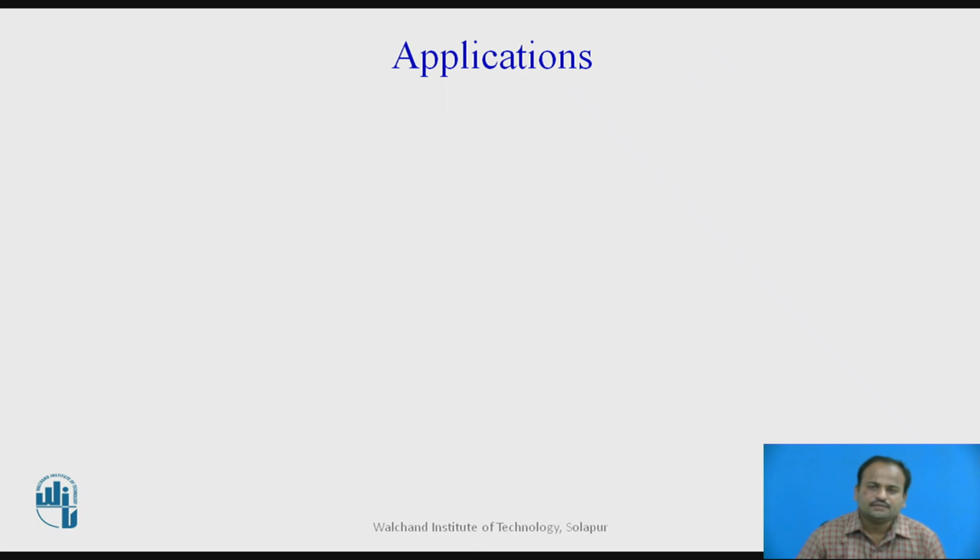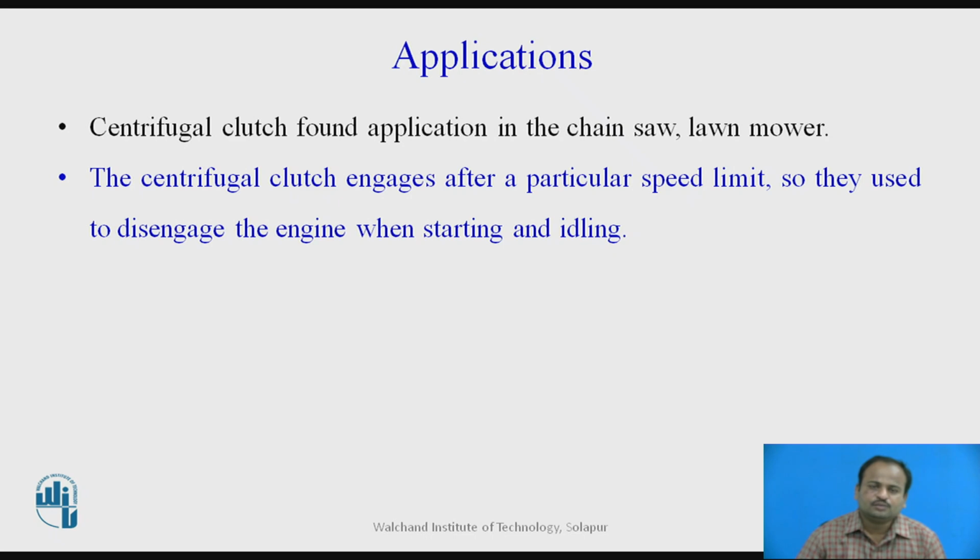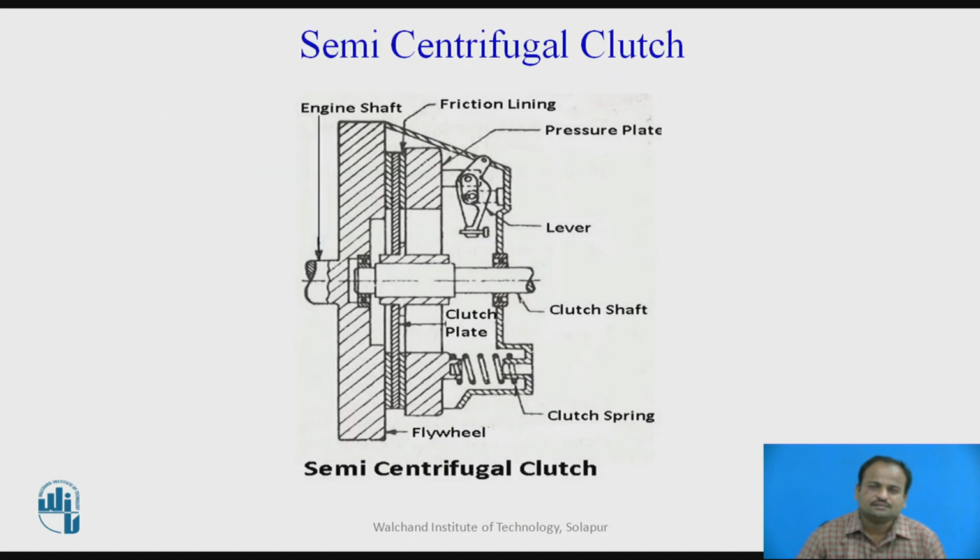Now we will see the applications. Centrifugal clutch found applications in the chainsaw, in the lawn mower. The centrifugal clutch engages after a particular speed limit, so they are used to disengage the engine when starting and idling.